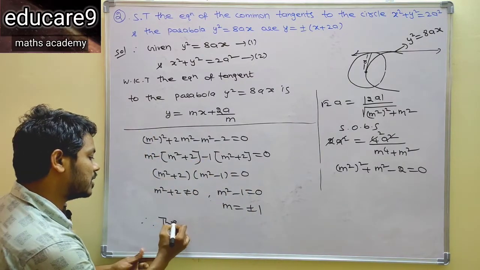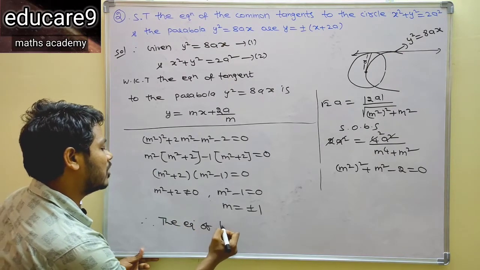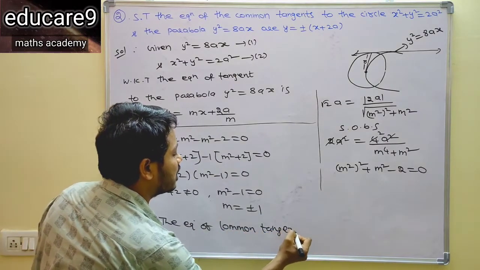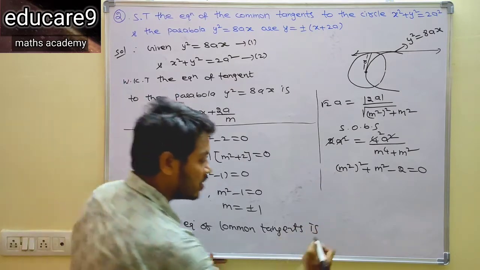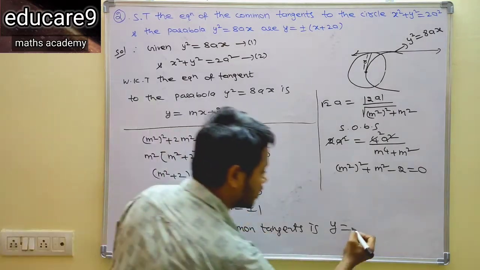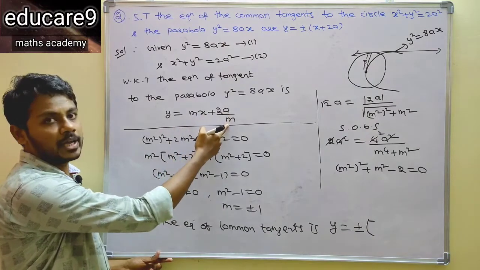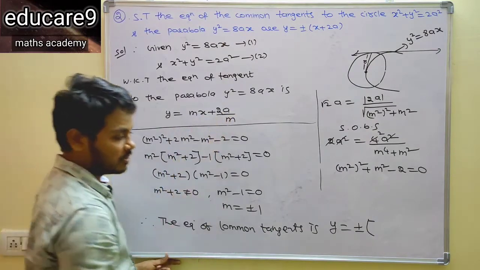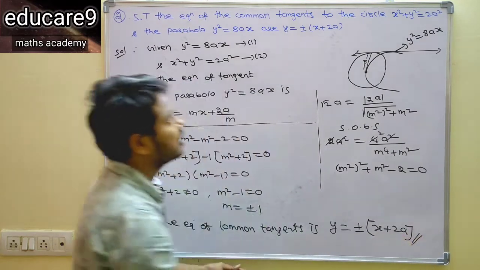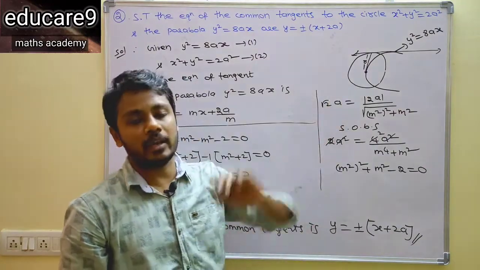Therefore, the equation of common tangents is y is equal to mx, m is what? Plus or minus 1, plus 2a by m. Again 2a by plus or minus 1. You will get plus or minus x plus 2a. So clear, these are the common tangents of the circle and parabola.